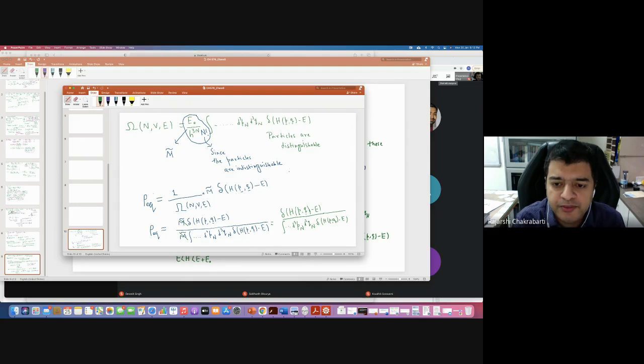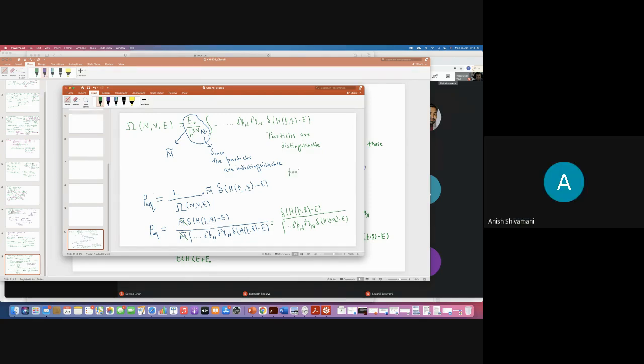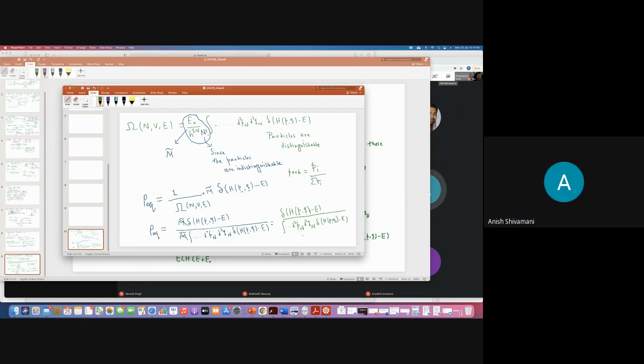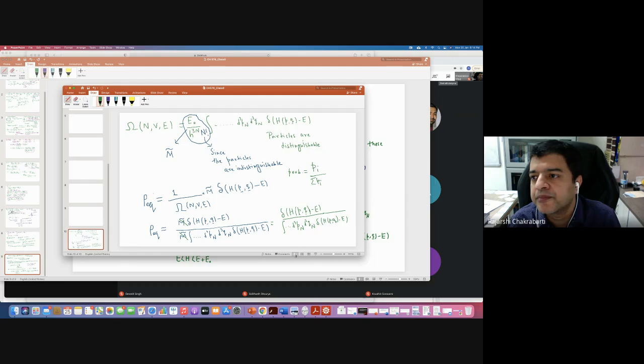Any probability distribution. How do you write? You write something like pi or pj, sum over pi, isn't it? Yes, sir. So essentially this is what you are doing. So this is the way you should write. So this is your equilibrium distribution in microcanonical ensemble.